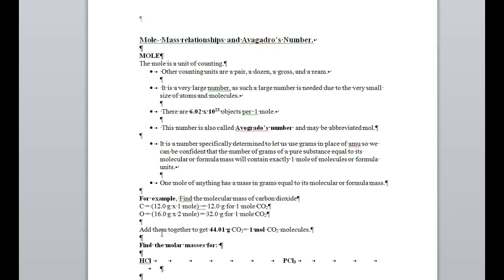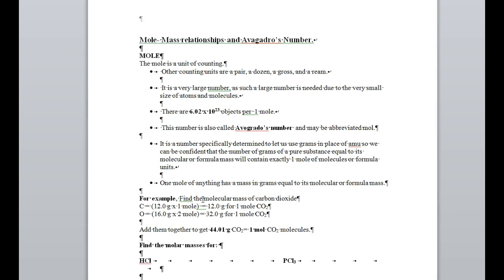And we already talked about that the mole is a unit of counting, and that we have 6.02 times 10 to the 23rd objects per mole. And we call that Avogadro's number. Okay, so what we want to do is figure out how much a mole of each compound weighs. So this last dot here says that 1 mole of anything has a mass in grams equal to its molecular or formula mass.